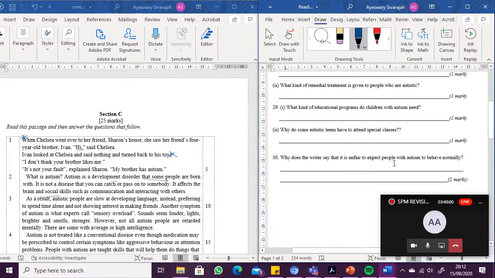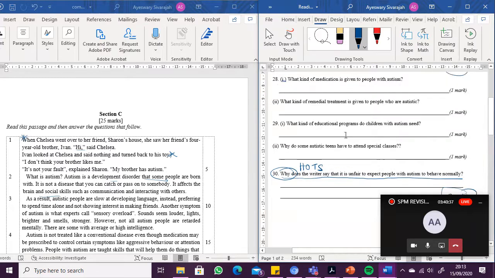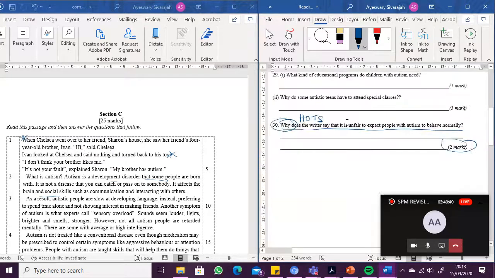Okay. And if you see the last question here, all right, why does the writer say that it is unfair to expect people with autism to behave normally? Why? Okay, now here, for this question, the answer could be in here, or this is where we say your HOTS. This is another type of HOTS question. Okay, and if you see, whenever it's a HOTS question, the marks are more, 2 marks. It's always at the end. They won't give it to you in the middle. Even if they give you 2 marks in the middle, it could be direct to the passage. So this is one type.